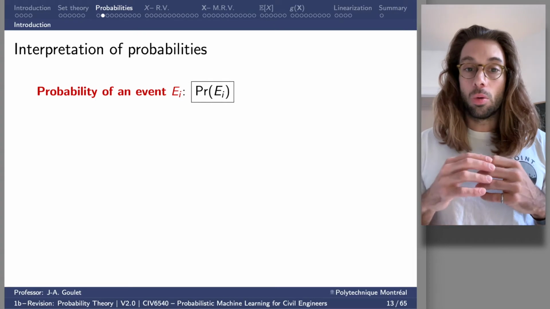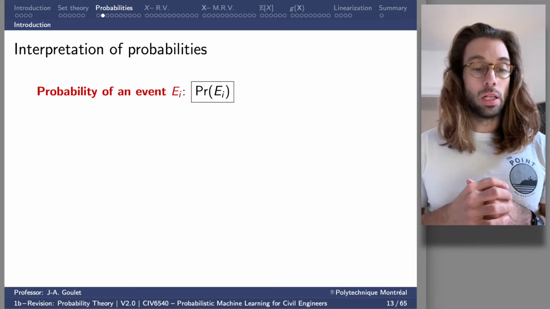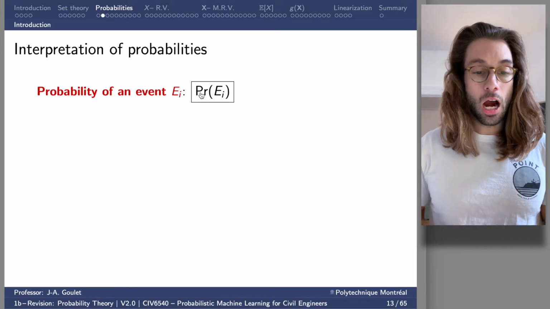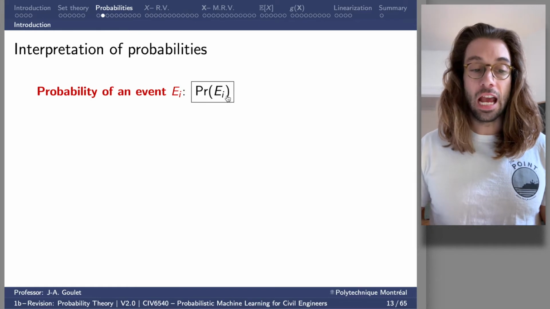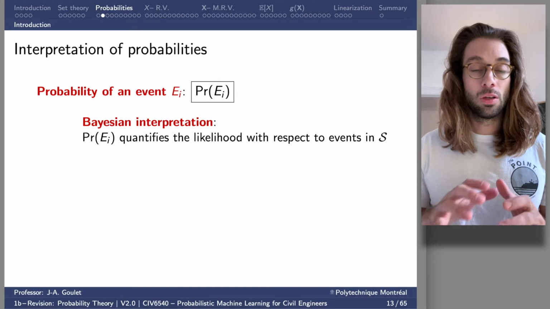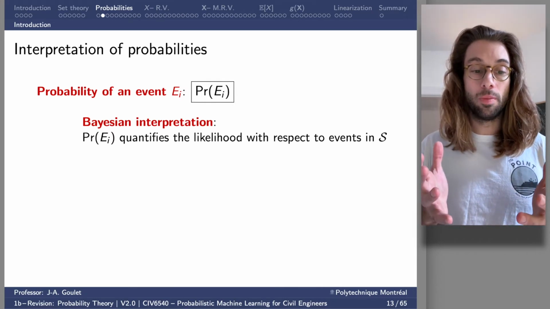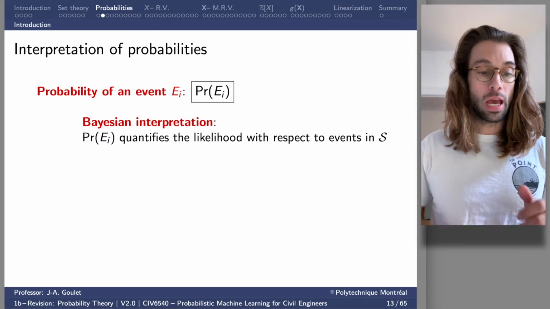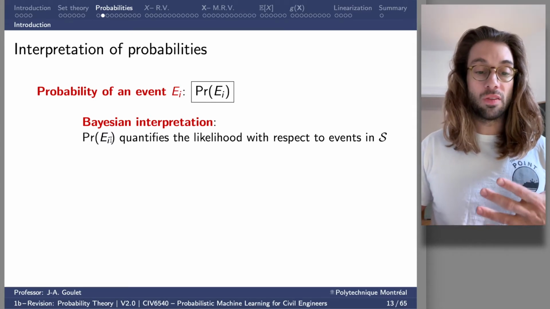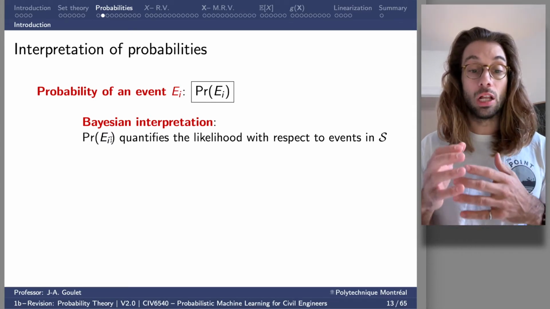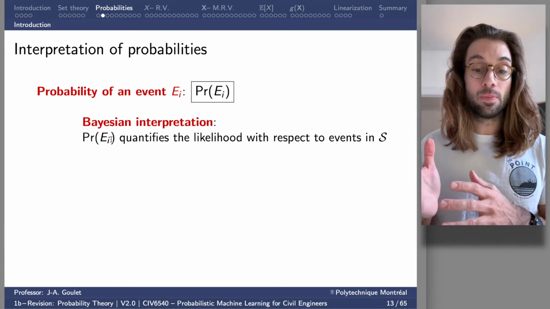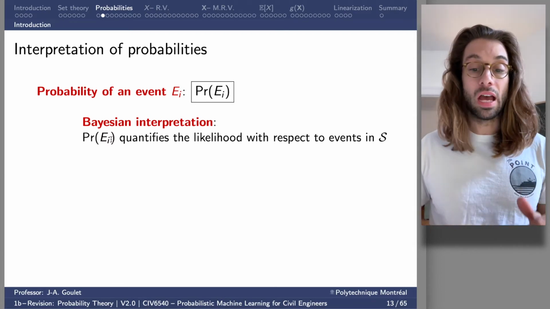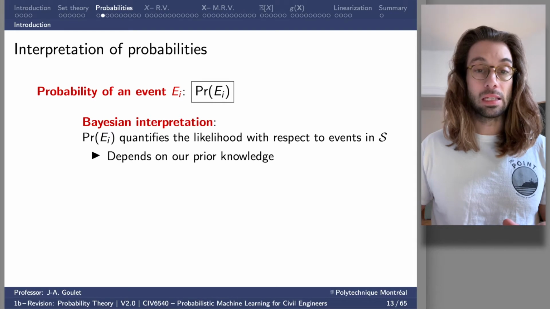So let's look at the interpretation of probability. We talk about Pr for the probability of an event Ei. This is how we describe mathematically this concept. There are two main interpretations of probability. The first one is the Bayesian interpretation. In that case, we say that the probability of an event quantifies the likelihood of that event with respect to all the other events in the sampling space S.